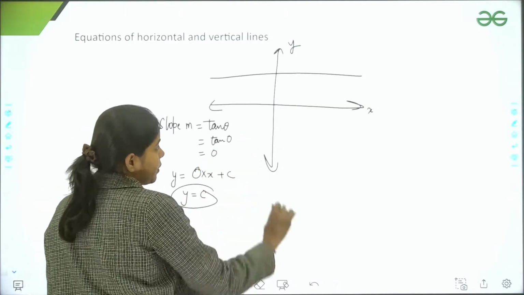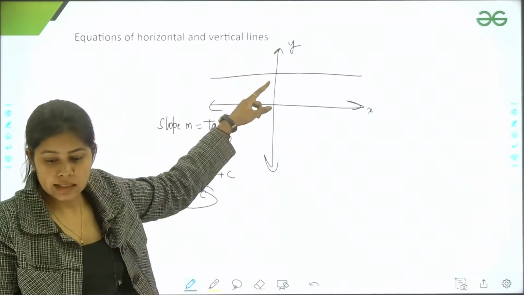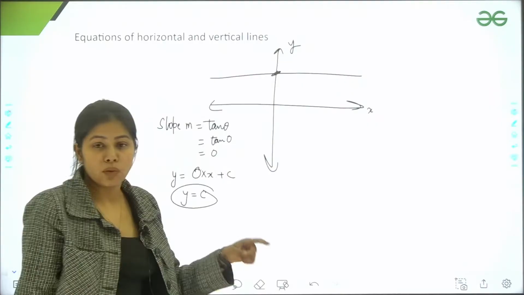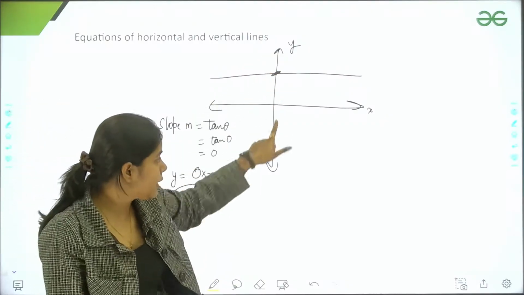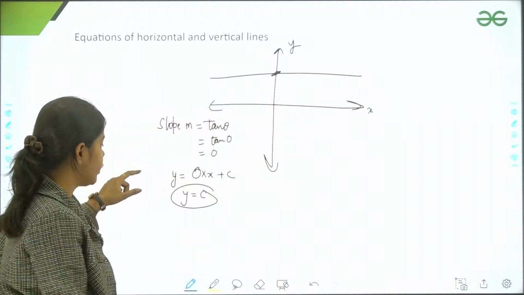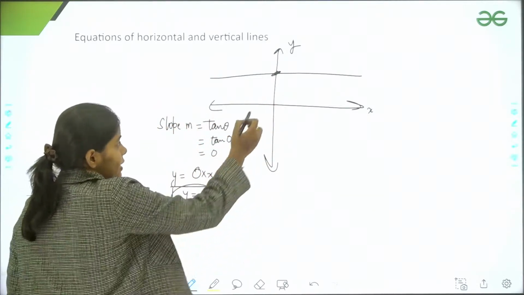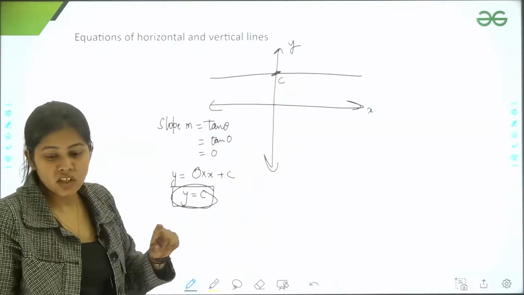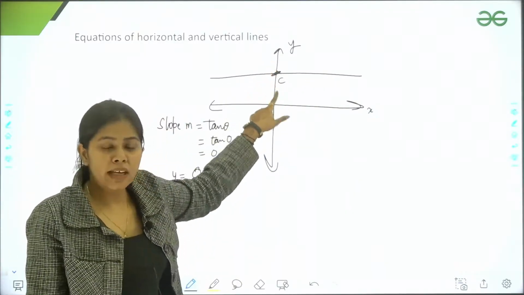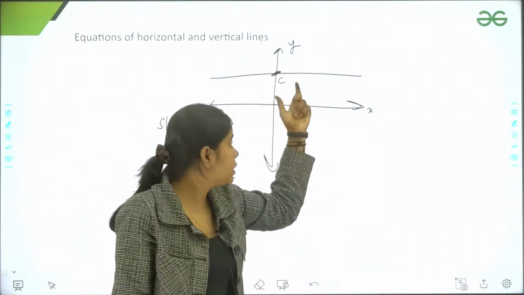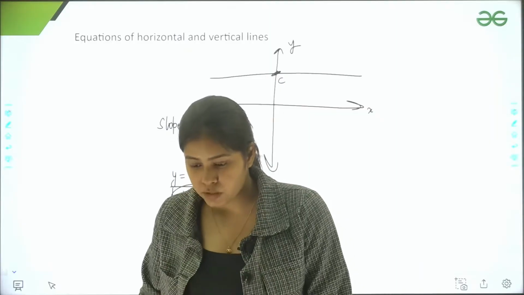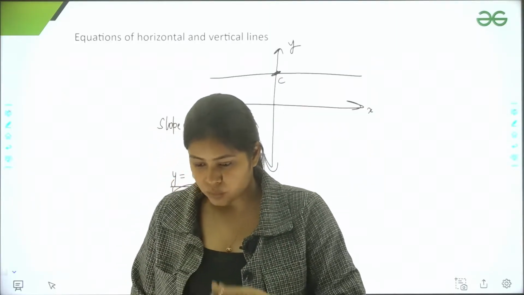That means c is the y-intercept. So the point here is my intercept with the y-axis. The value of c is the y-intercept, not the x-intercept, the y-intercept. So y = c would be the equation, and c is this point, where the line intercepts the y-axis. Right, Akhil? y = c would be the equation, with m = 0.